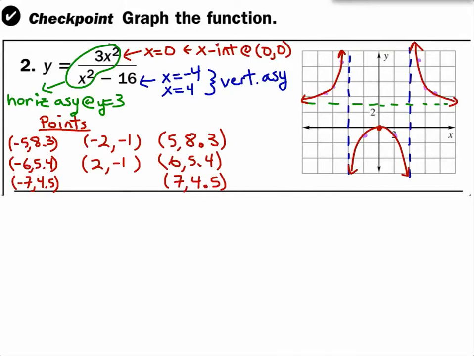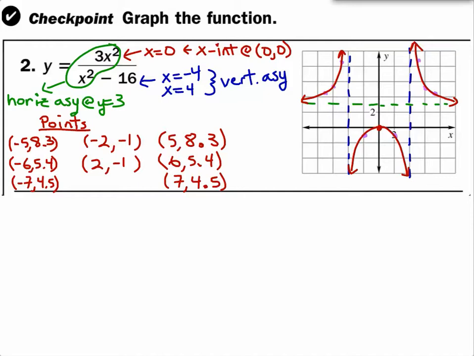All right, well, here we go for the very first checkpoint, I guess checkpoint 2. I put all the information there. Let's see, the numerator has the zeros at x equals 0, so that's where the x-intercept is. The denominator has its zeros at negative 4 and 4, so those are your vertical asymptotes. Because the degrees are even, the horizontal asymptote is at 3, because that's 3 over 1. So I drew those asymptotes, horizontal and vertical.